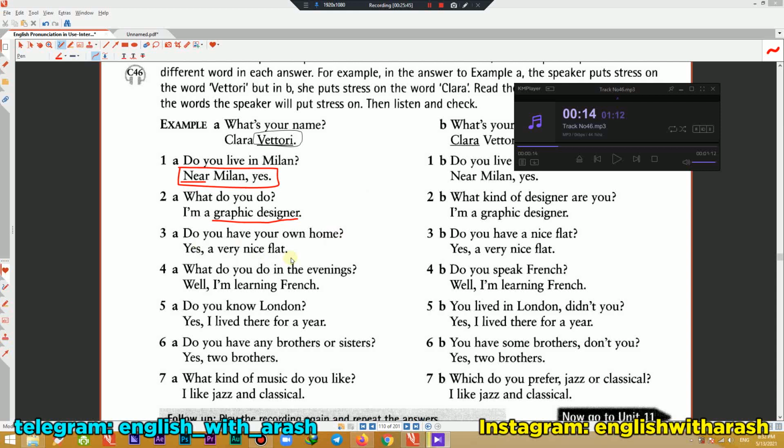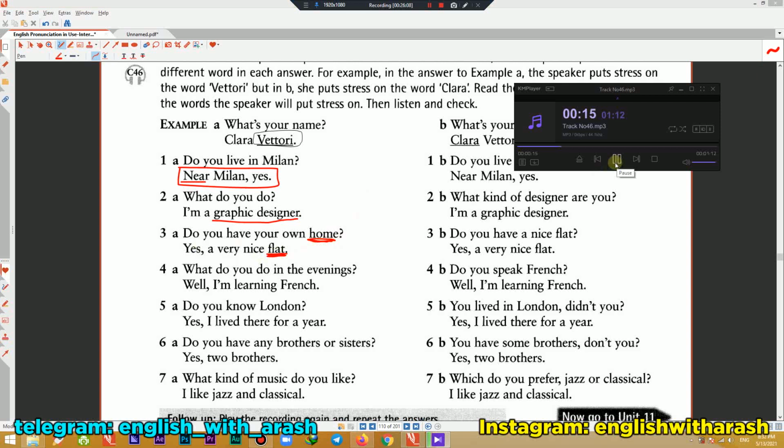Very nice flat. I think flat is good because flat exactly talks about home, because home can be a house, it can be an apartment, it can be a flat. So when you say flat, I think you are exactly saying what type of home that is.